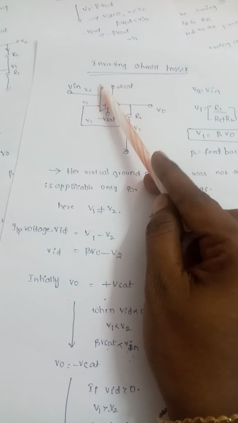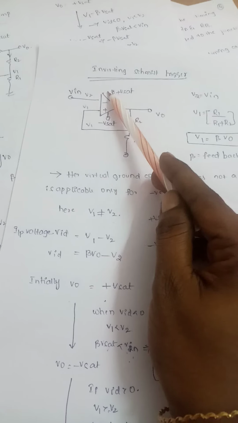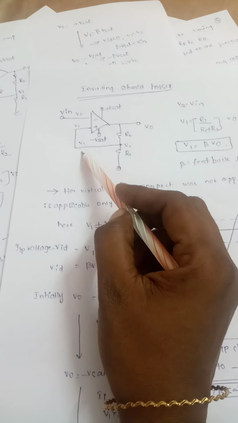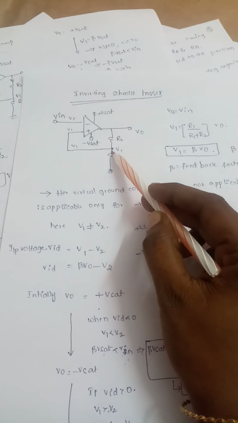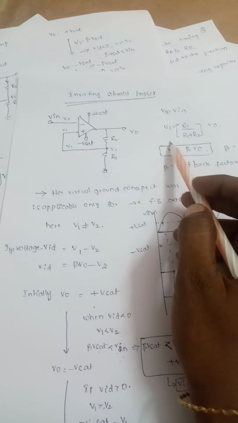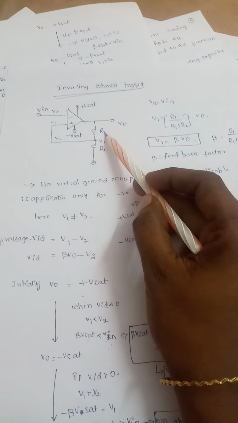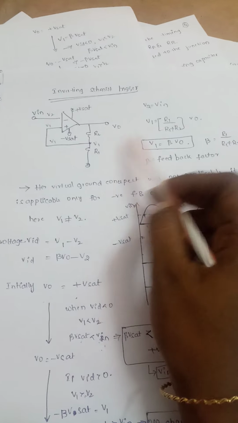If we are giving feedback from negative terminal, at that case V1 is equal to V2, otherwise V1 is not equal to V2. Here V2 is equal to what? V in. Here the voltage is V1, at this point is also V1. So apply here voltage divider rule. At that case V1 is equal to what? Entering voltage V0 into R1 by total voltage R1 plus R2.